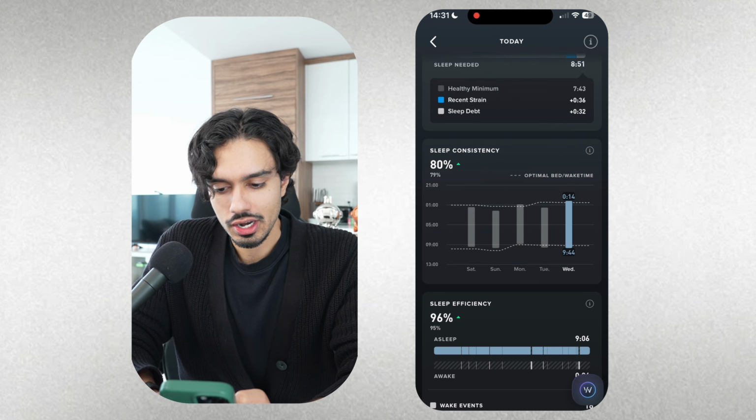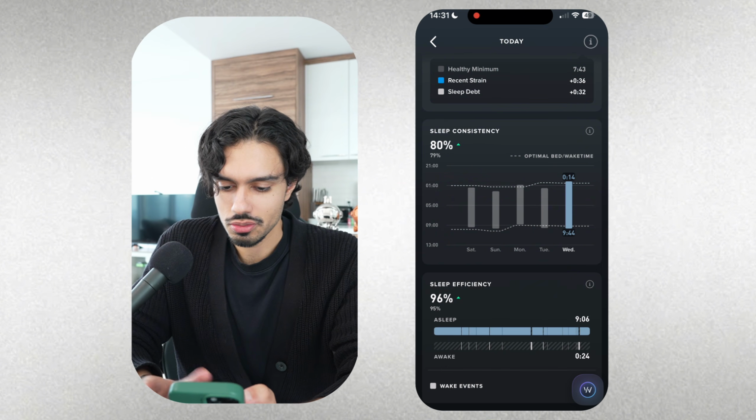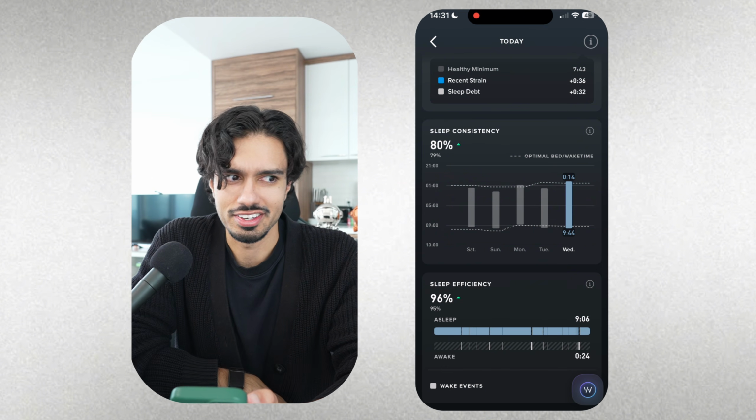Here's the sleep consistency that I was talking about. So you can see here, it gives you a range. So I sleep around 1 a.m. and I wake around like 9 to 9:30.